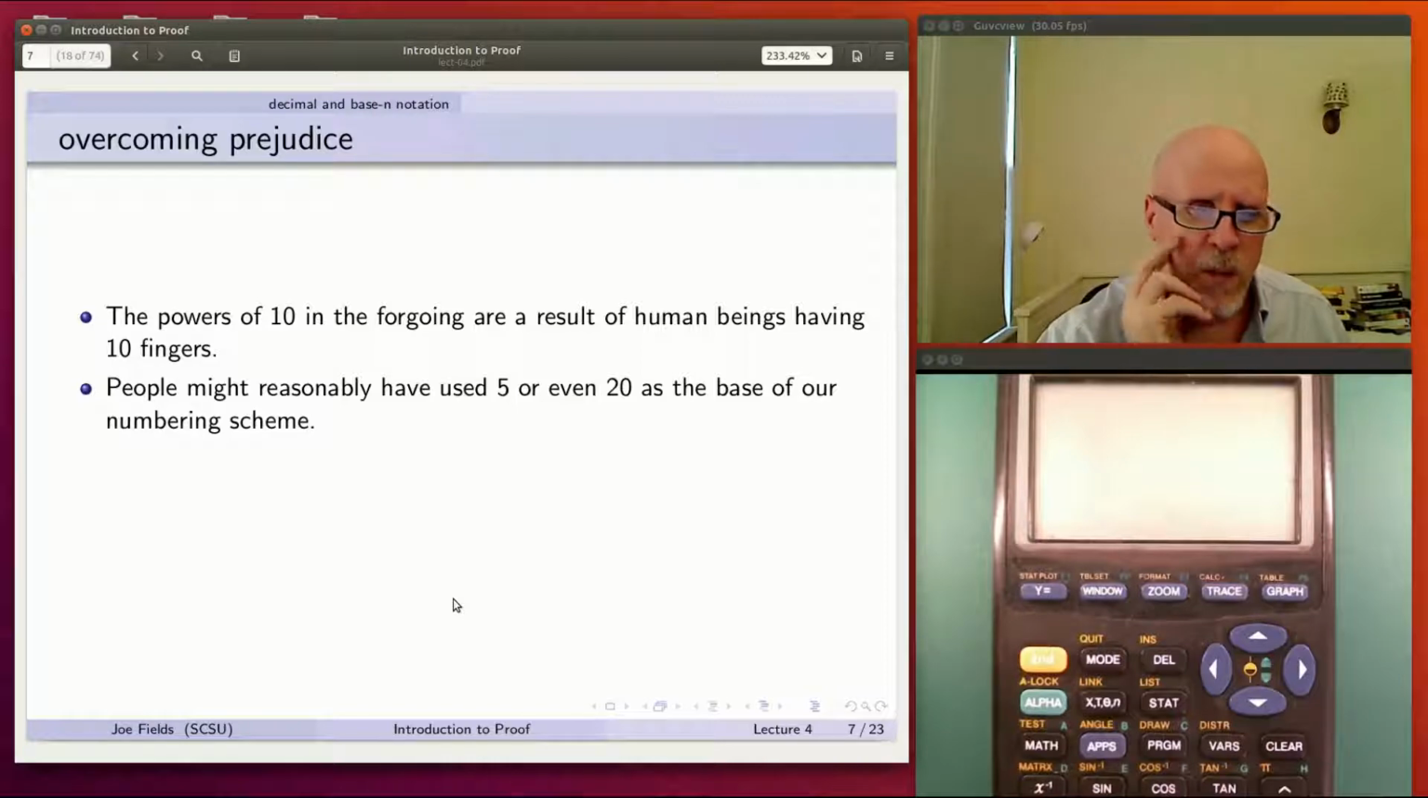20 is a little tough because it requires school kids to memorize the names of 20 different things that would be the one digit numbers. And that might be asking a little bit much.